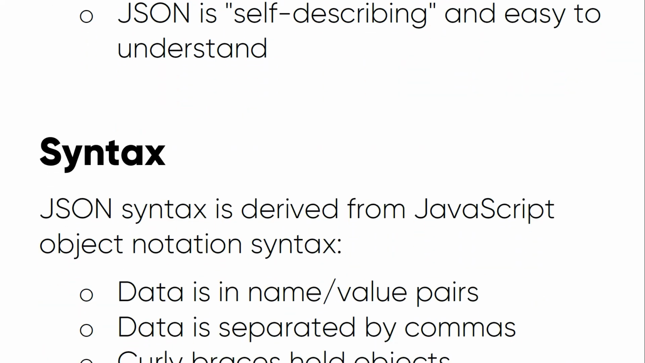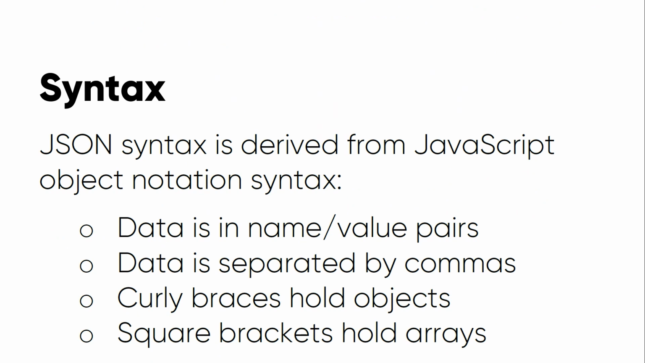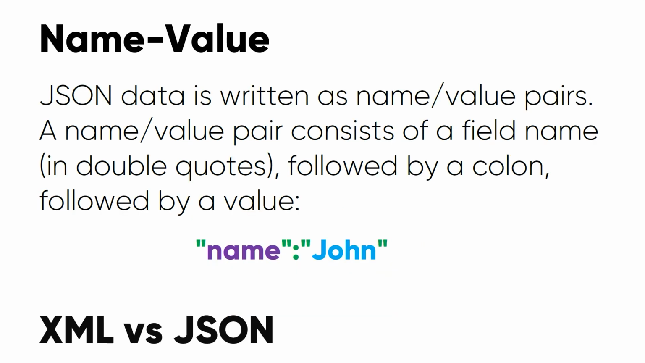The syntax of JSON is derived from JavaScript Object Notation syntax. Data is in name value pairs. So JSON data is stored in key value or name value pairs. This is very important. Data is separated by commas. Curly braces hold objects, square brackets hold arrays. We will see a real example of this.